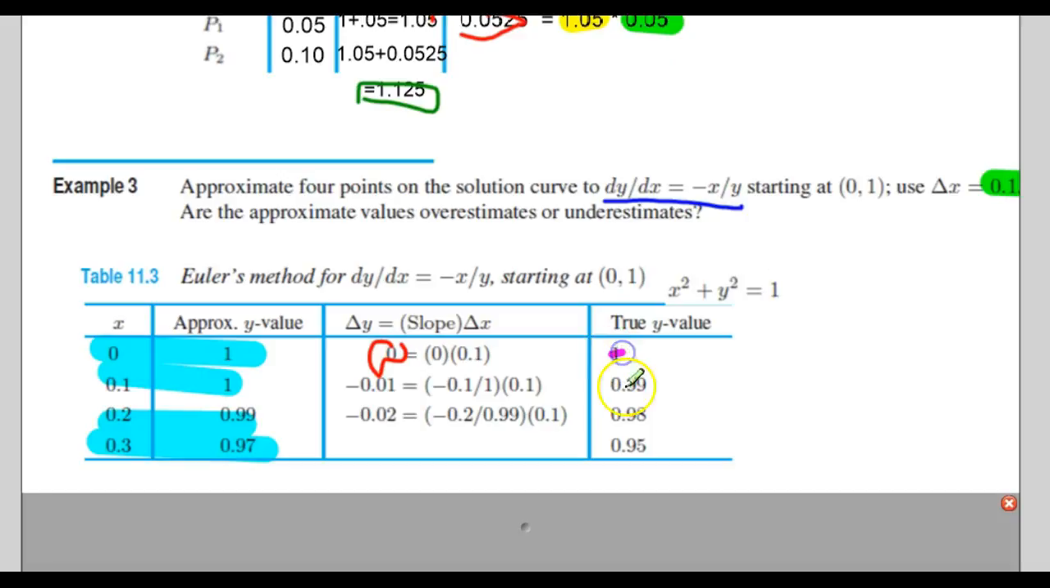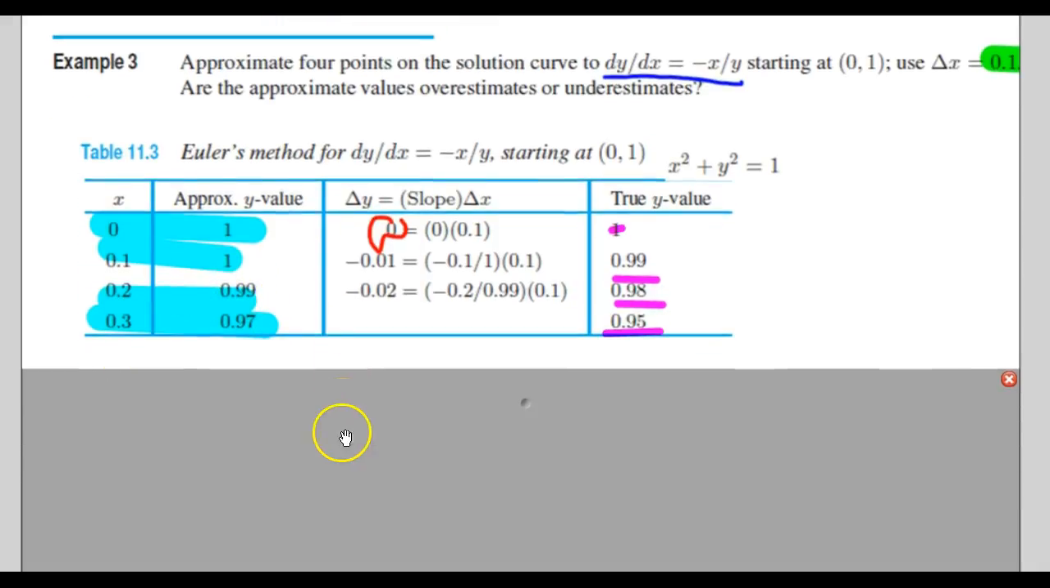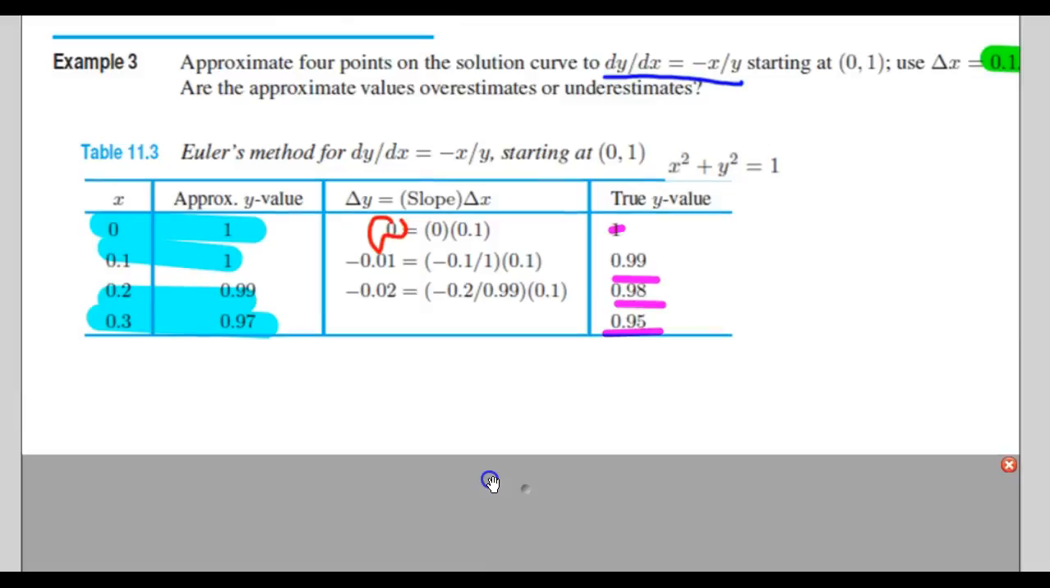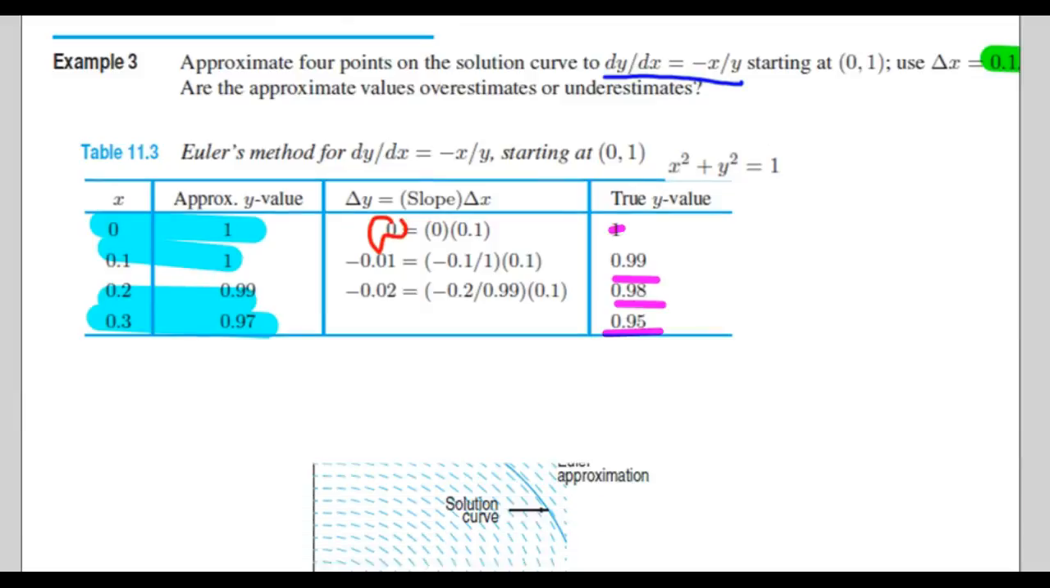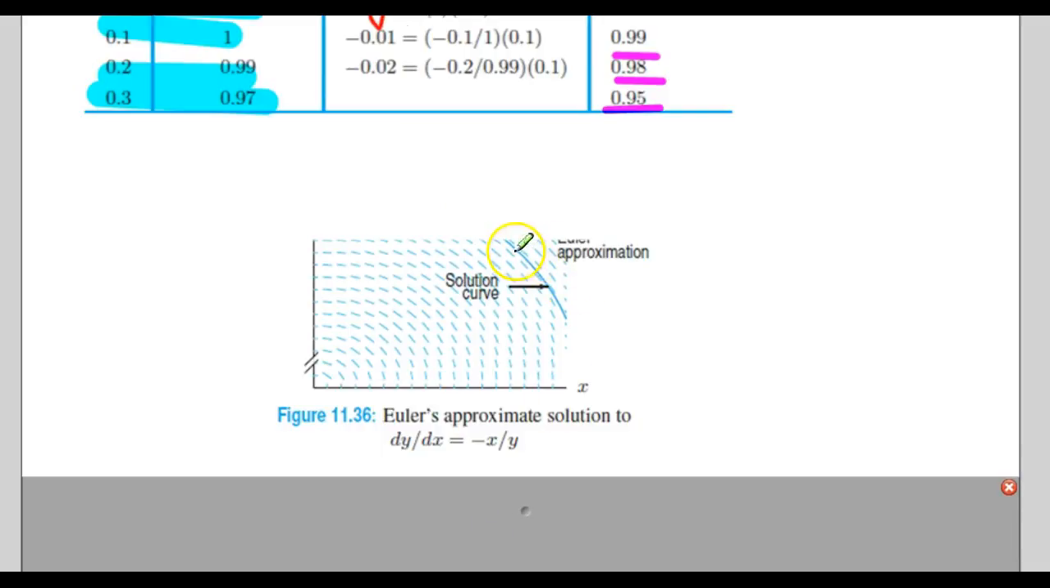and as you can see, the actual true value is about 0.1 off, 0.1 off, 0.2 off. And so the Euler's method solutions are actually overestimates instead of underestimates, and they're not exact values. Okay? And if we take a look at the graph, we can see here's our solution curve and here's our slope field.